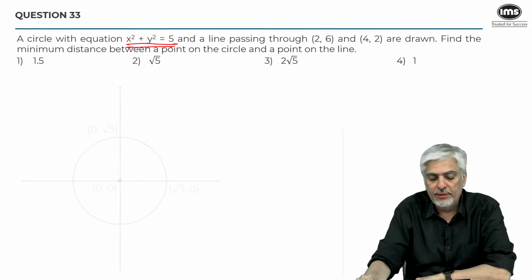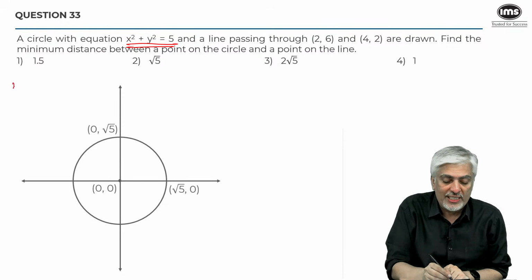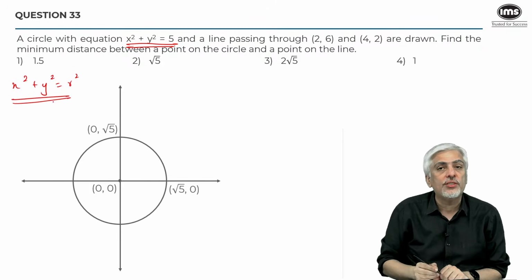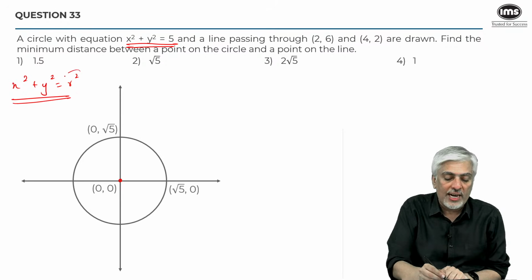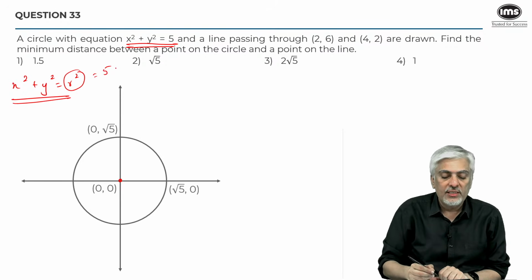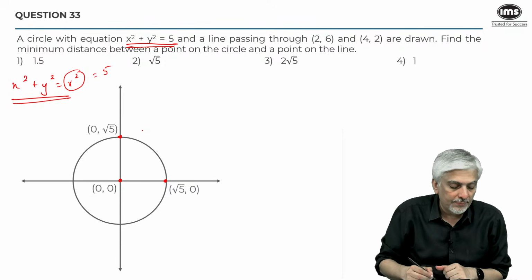Let's pay attention. Whenever they give the equation of a circle in the form x square plus y square is r square, the center is always the origin. The center is 0, 0 and the radius will be root 5 because r square is given as 5. So this point becomes root 5, 0. This point becomes 0, root 5.